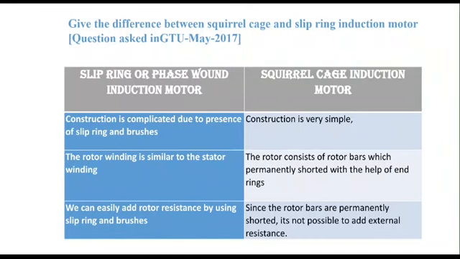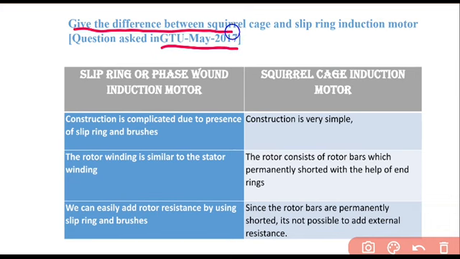So finally we discuss one question which was asked in GTU in May 2017. The question was: give the difference between squirrel cage and slip ring induction motor. We are dividing it into two parts: first the slip ring induction motor, and next the squirrel cage induction motor. In the slip ring induction motor, construction is complicated due to the presence of slip rings and brushes, and in the squirrel cage induction motor, construction is very simple.